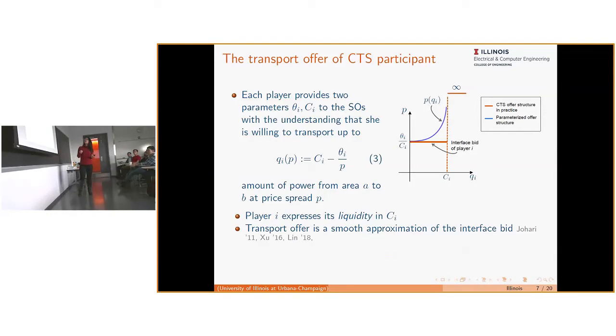Also notice that our parametric transport offer is a smooth approximation to the one that is employed in practice, and it's been inspired by supply function competition models that have been introduced recently in a line of literature and have been shown to have very nice properties, such as they support competitive equilibria, but most importantly, they've been shown to have a bounded price of anarchy. In other words, the inflation to the aggregate cost when the players act strategically with respect to the socially optimal cost is bounded.